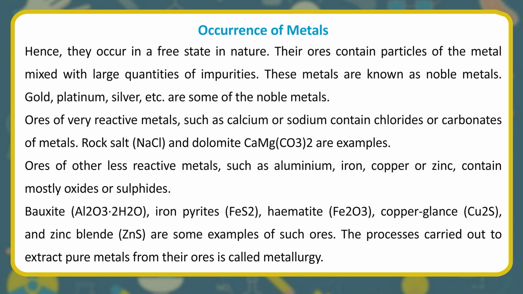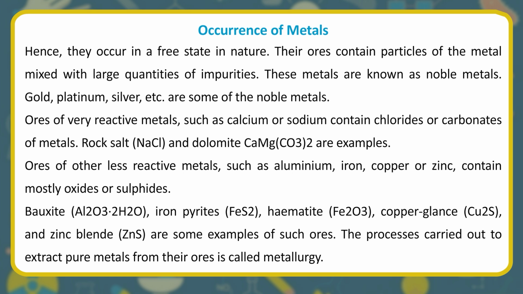Ores of very reactive metals, such as calcium or sodium, contain chlorides or carbonates of metals. Rock salt, NaCl, and dolomite, KMgCO3, are examples. Ores of other less reactive metals, such as aluminium, iron, copper or zinc, contain mostly oxides or sulfides.